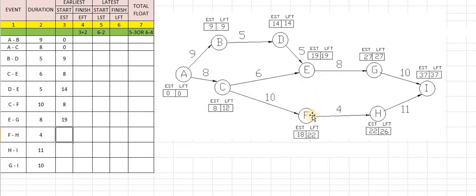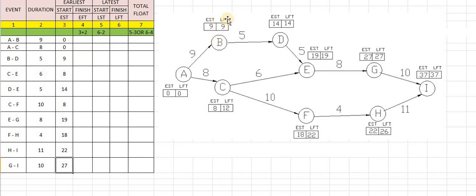F to H, F is the starting point, so the EST value for this starting point is 18. H to I, again H is the starting point, the EST value is 22, we will take this as 22. G to I, G is the starting point, the EST value for G is 27. So here we have fed the EST value, that is the earliest starting time.